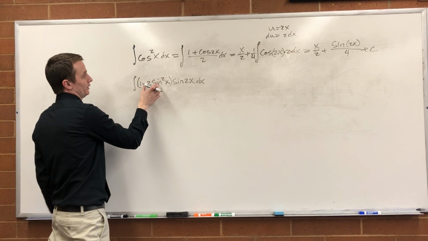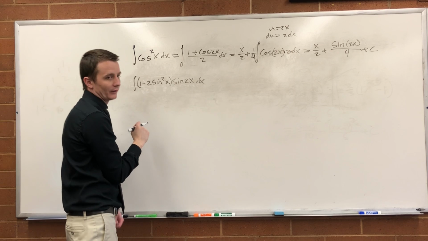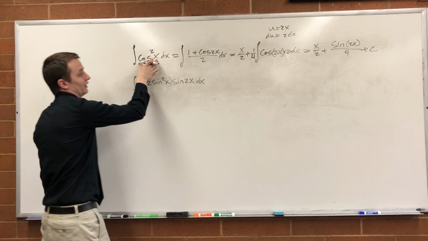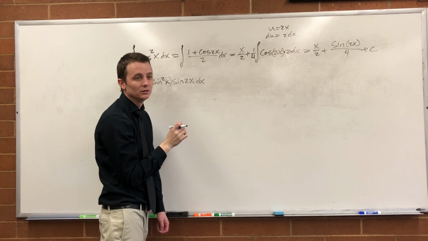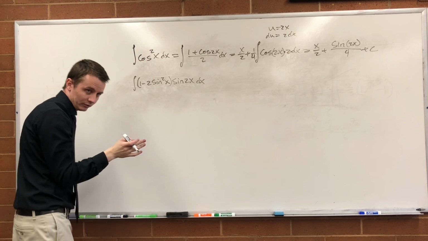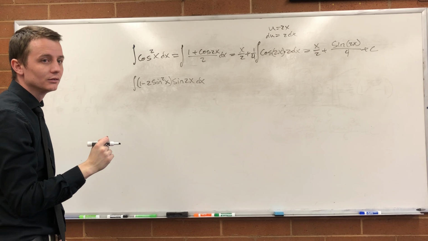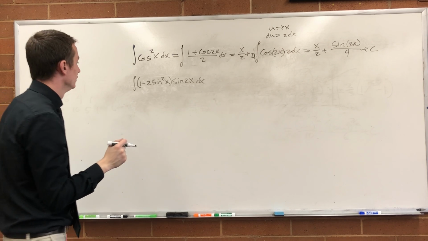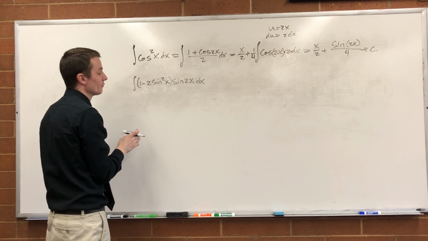Okay, so we need to mess with this until it gets into something that we know we can rewrite with the 2x in it. Notice that when we did cosine squared, we could get a 2x in there. So maybe I can get this into a cosine squared somehow or a sine squared somehow. Maybe. You with me?